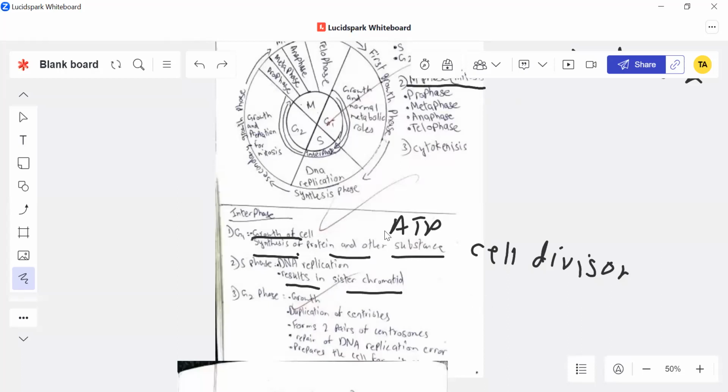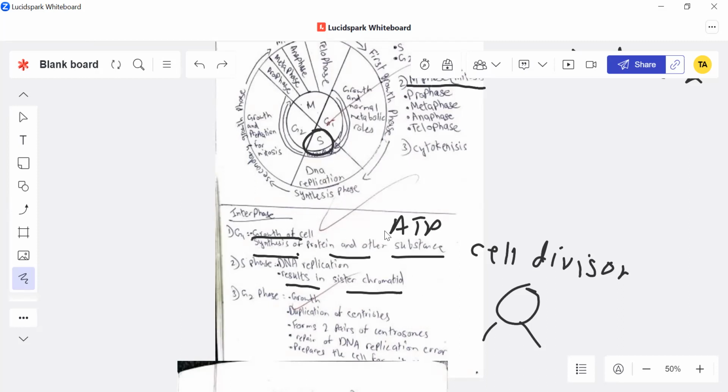So in a cell, the cell is not undergoing cell division. G1 and S phase are happening inside the cell. It's not undergoing cell division right now. It's preparing for cell division. So S phase is where you replicate DNA and you will get sister chromatids or chromosomes.